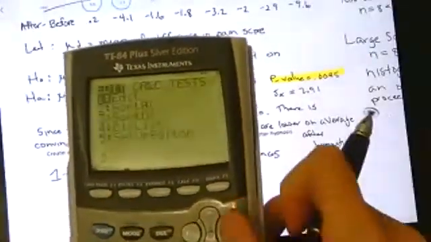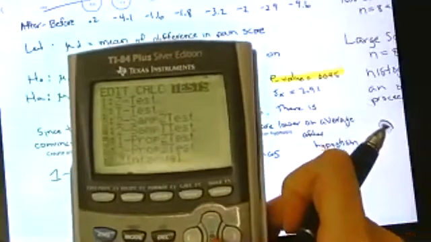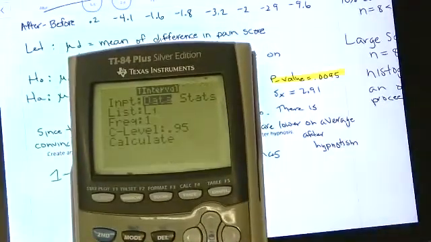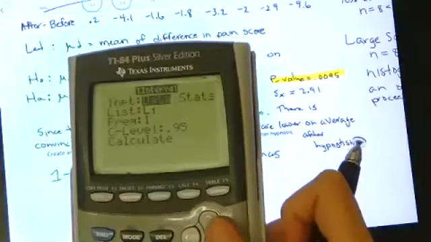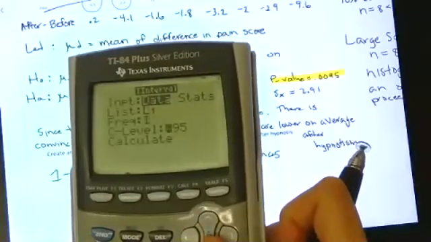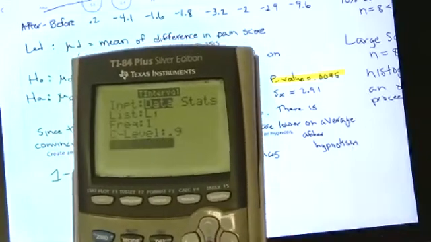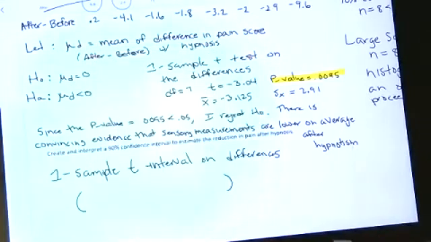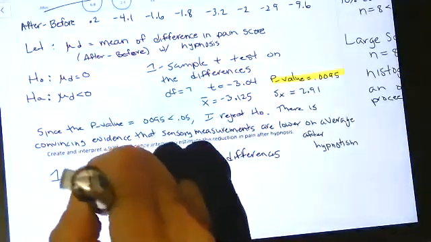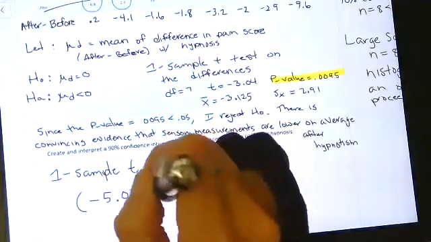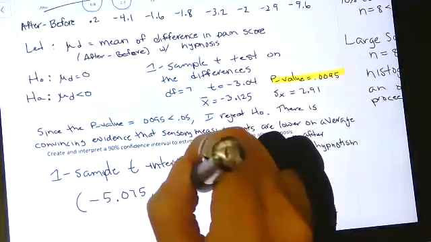So stat, test, t interval. Make sure you never choose a z interval. We do a t interval. The data is in my calculator, list 1. I am doing a 90% confidence interval and calculate. And my confidence interval is negative 5.075, comma, negative 1.175.